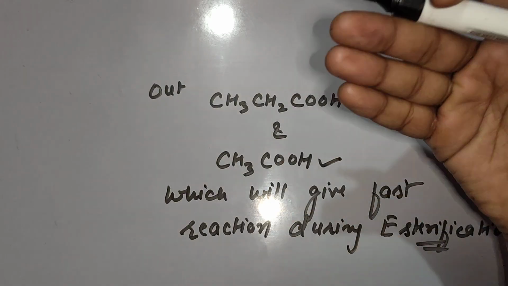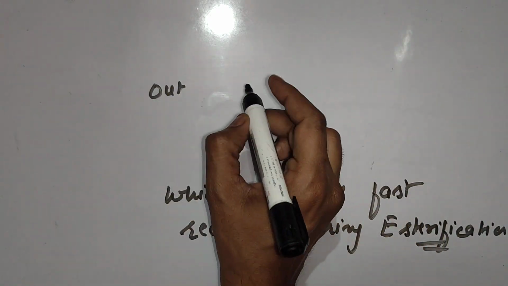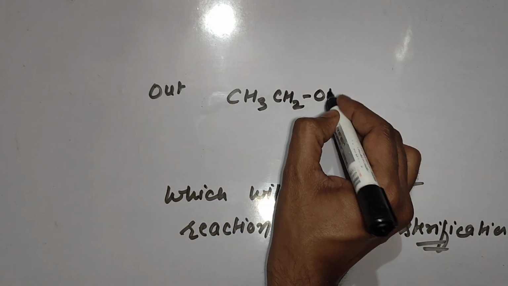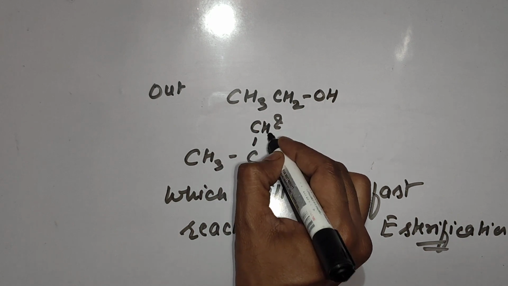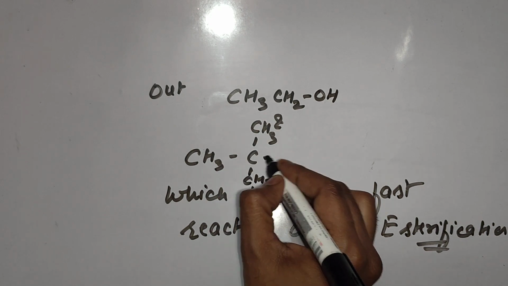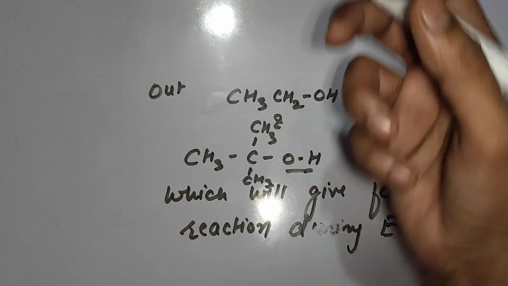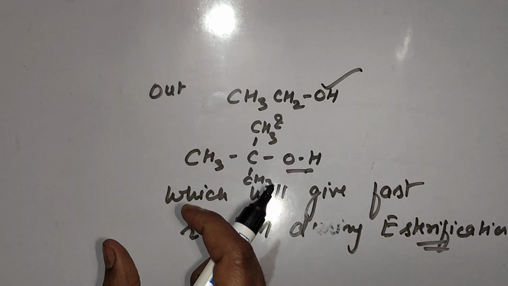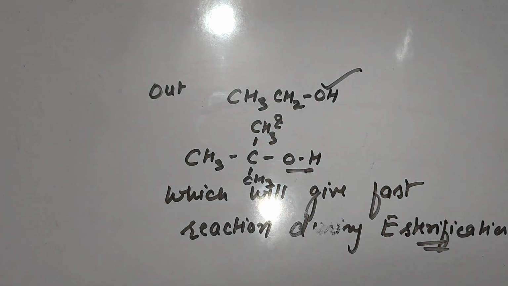And the same concept is applicable to alcohols. If I ask, out of CH3CH2OH and CH3 with branching, this one, which alcohol will react fast in esterification? The answer will be this, because the R part is small. Carbocations and alcohols can react very quickly.